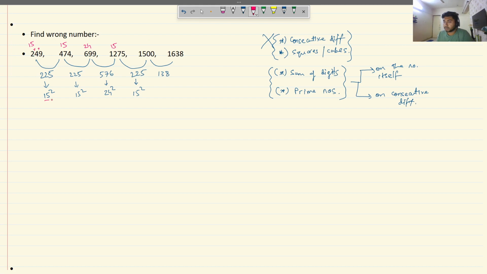So this is okay, this is okay, this is okay, this following the square of the sum of digits of the number. That means the sum of digits of this, 5 plus 1 is 6, should be 6 square. That means the consecutive difference should not be 138, it should be 6 square, that is 36. And this number is my wrong number, it should be 1536. That is my correct number.